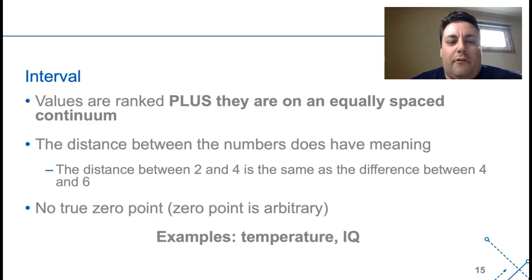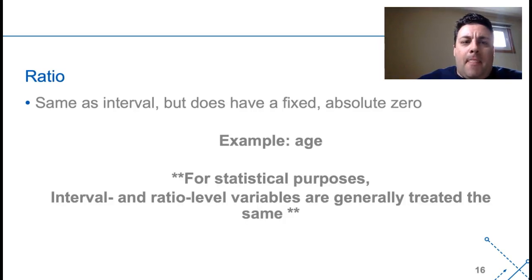In an interval variable, there is no true 0 point. 0 is pretty arbitrary. Good examples of that are things like temperature or IQ. Money is also another good example. You can have negative dollars, right? You can have negative money. That simply means that you owe money to someone or something. And so 0 is just an arbitrary point on that number line.